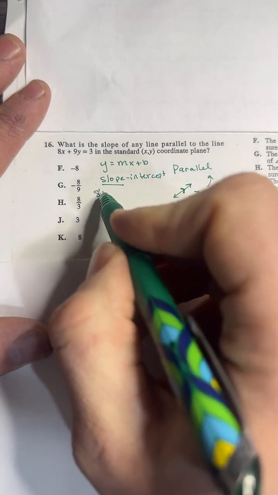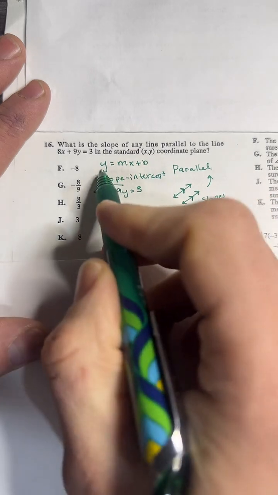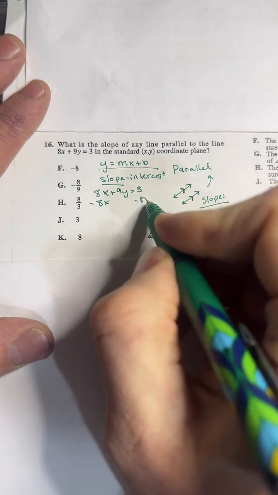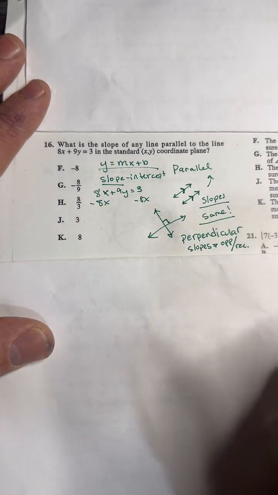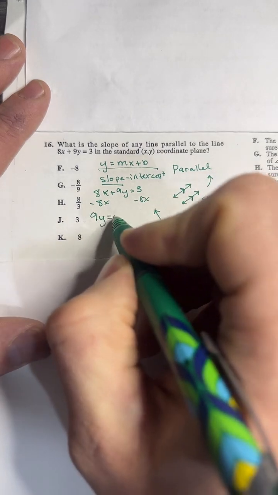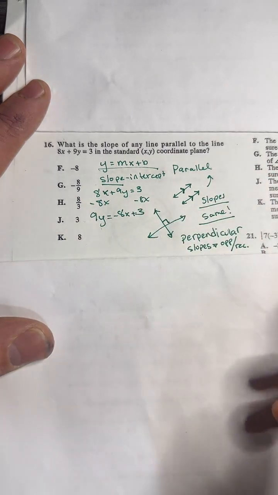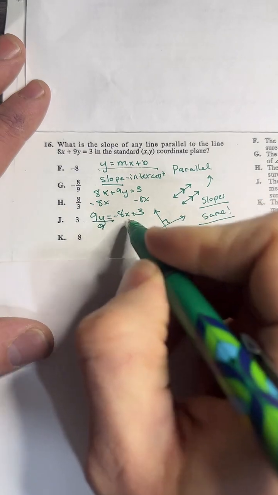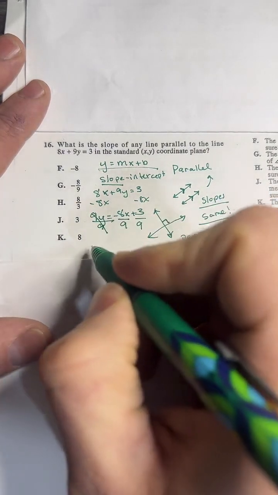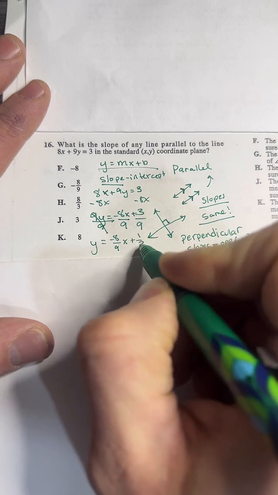This is 8x plus 9y equals 3. My job is to get it into slope-intercept form, so I'm going to subtract the 8x. Do not add together the negative 8 and the 3. Huge issue there. They are not like terms. It's no bueno. So I've got 9y equals negative 8x plus 3. I'm going to divide everything by 9. See how I divided everything individually? That's key. So these 9s are going to cancel. I'm going to get y equals negative 8/9 x plus 1/3.